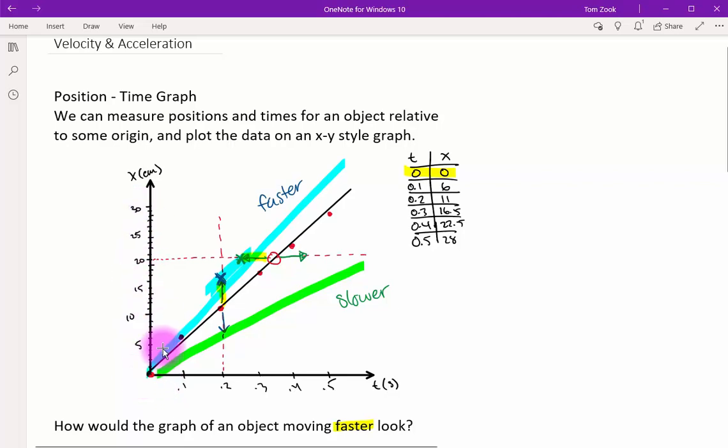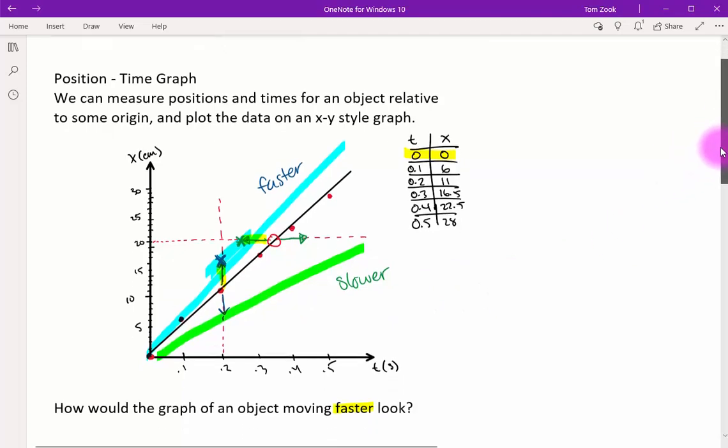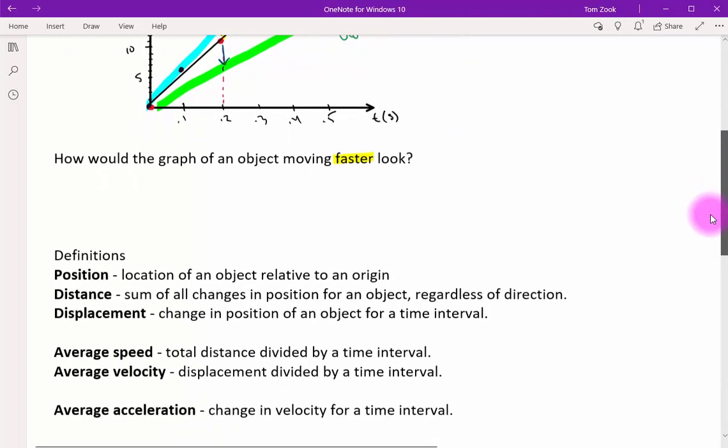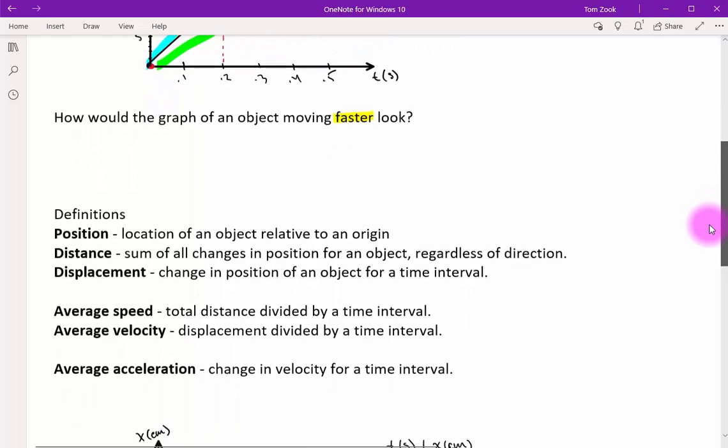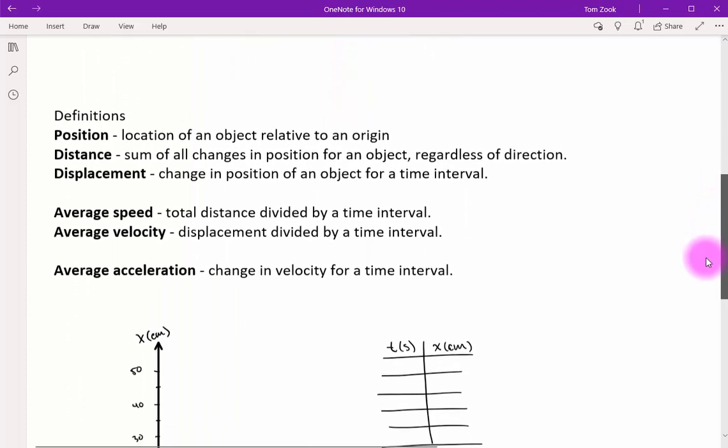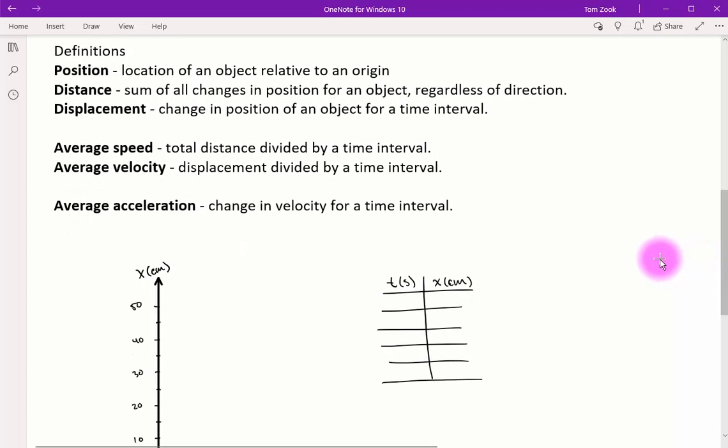The whole y-intercept thing is going to change things based upon where an object starts, but the steepness is going to dictate how fast it goes. So now that that's over with, let's take a look at some very key, important definitions that we're going to be using continuously from here on out. And then we're going to take a look also at a new video and a new graph.